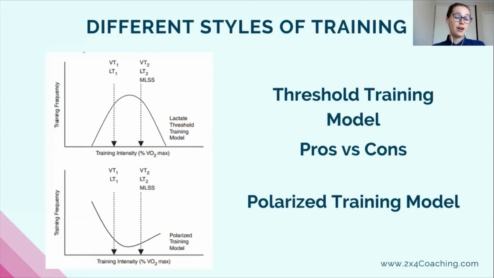The polarized training model is kind of the opposite, where the con is that you have to spend a lot of time training in zone 1. But the pro is that a lot of science and research has shown that if you want to maximize your performance as an athlete moving towards highly competitive or elite levels, this model is more effective for improving performance than the threshold training model.